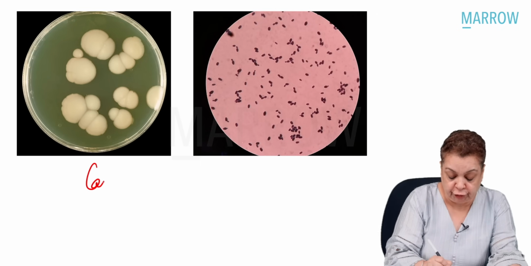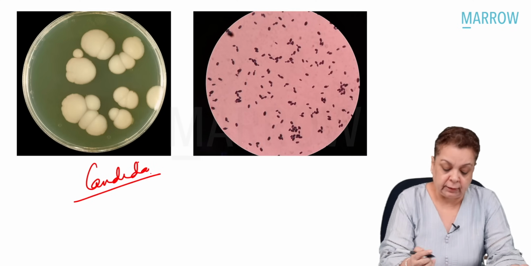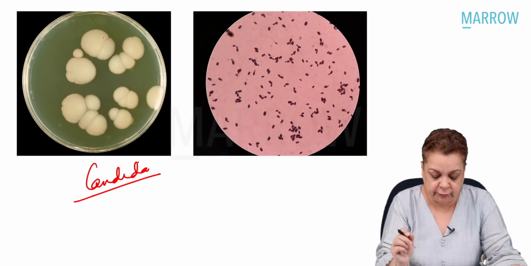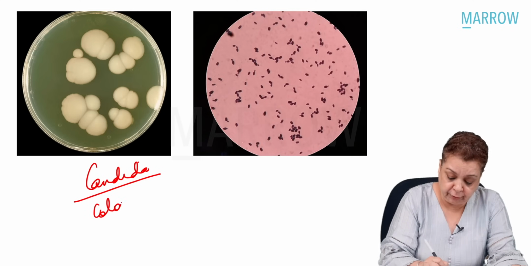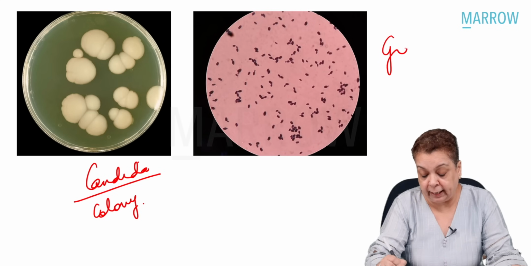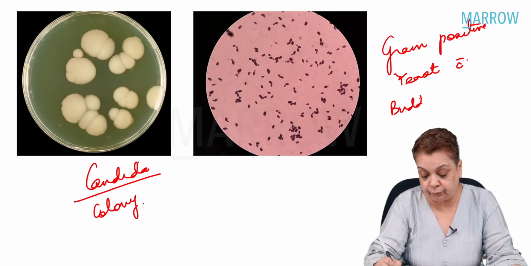This is the colony of Candida. These are buff, which means off white. These are off white pasty colonies of Candida. And this is the gram stain, gram-positive yeast cells, rounded yeasts, which divide by budding.